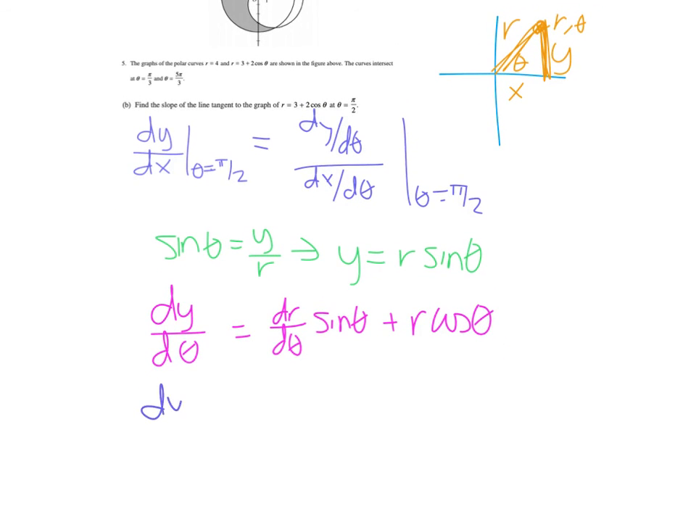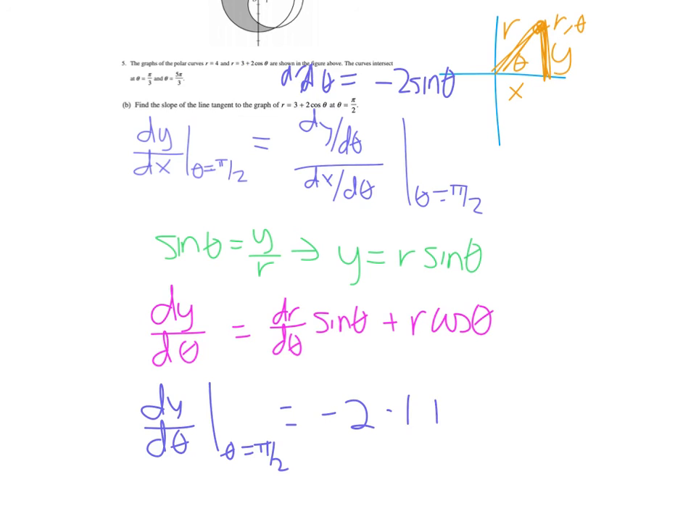So dy d theta at pi over 2 is going to be dr d theta. So dr d theta is negative 2 sine theta. And sine of pi over 2 is 1, so that's negative 2. Then r, so if I plug in pi over 2, cosine is 0, so that's 3. And then cosine of pi over 2 is 0. So dy d theta is negative 2.